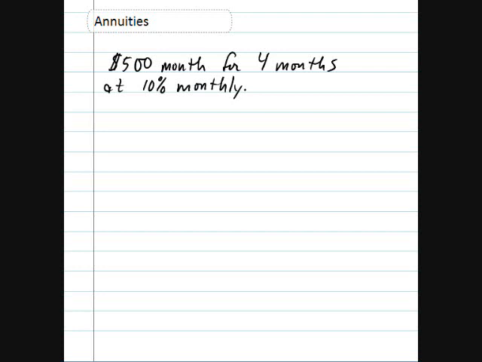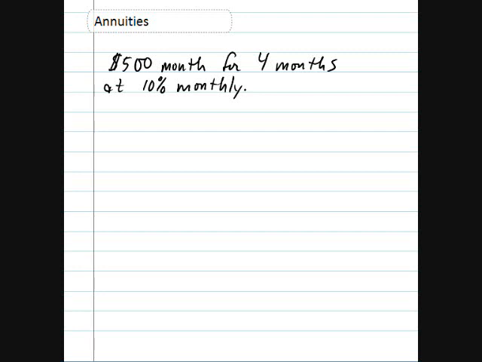Let's look at an example of an ordinary annuity. An ordinary annuity is an annuity where you make your payments at the end of a period. So for example, suppose we are making payments of $500 a month for 4 months, and they're going to earn 10% monthly. So we're going to be making these $500 payments at the end of the month.